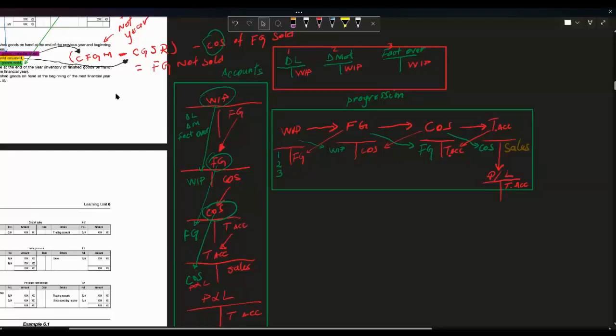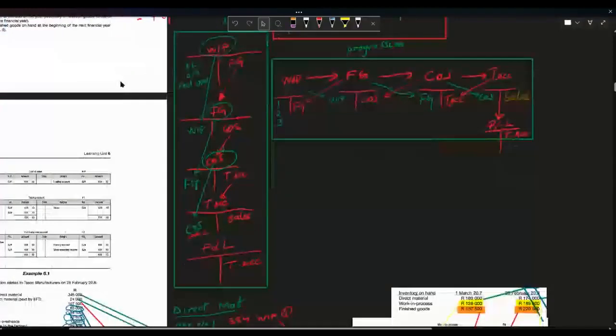On the other side, there will be the cost of sales, because we need to find out the cost of manufacture of these finished goods. So the cost of manufacturing these goods, right? And this will become an account in itself. So after work in process, there is finished good. After finished good, we will look at the cost of sales. After the cost of sales, we'll look at the trading account. And after the trading account, we will look at the profit and loss, right? So there's a progression there.